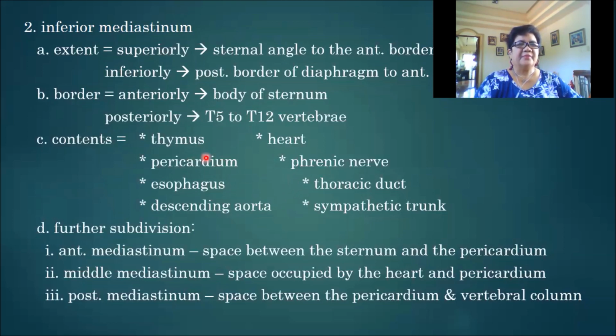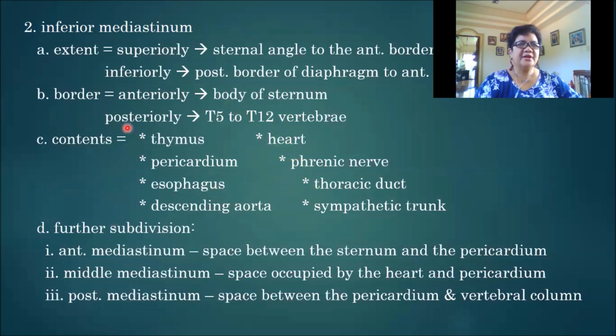Oh, no. Then the contents in the inferior mediastinum, which are not seen in the superior mediastinum, are your pericardium, your descending aorta, the heart, and the phrenic nerve, which is the nerve supply to the diaphragm. Then, of course, we have seen the thoracic duct and the sympathetic trunk in the superior mediastinum.